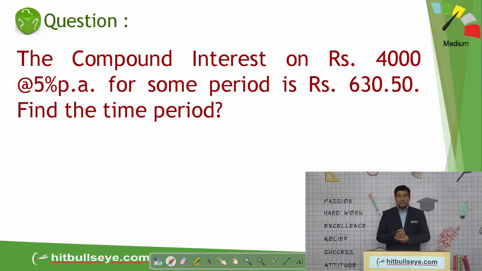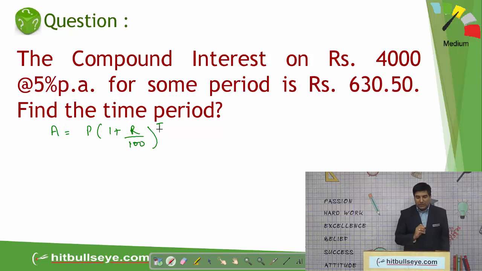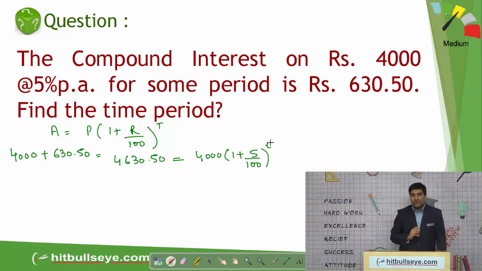Next question, the compound interest on rupees 4,000 at 5% per annum for some period is rupees 630.50. So find the time period. So using the same formula, amount is equal to principal into 1 plus rate upon 100 raised to the power t. So here amount is 4,000 plus the interest earned, that is 630.50, which is 4630.50 equal to principal, which is 4,000, 1 plus rate upon 100 raised to the power t.